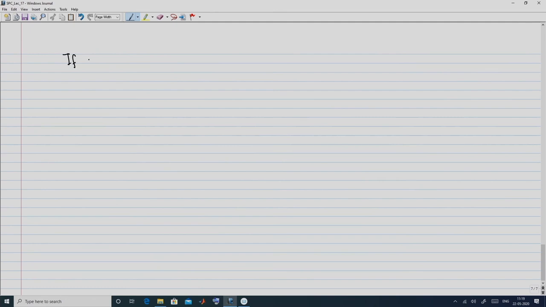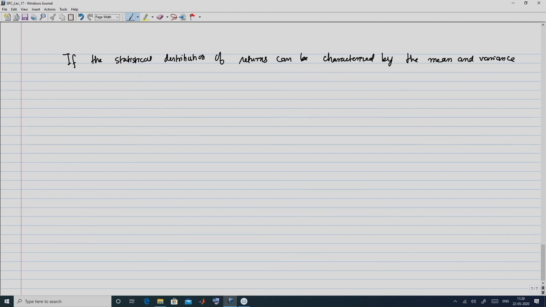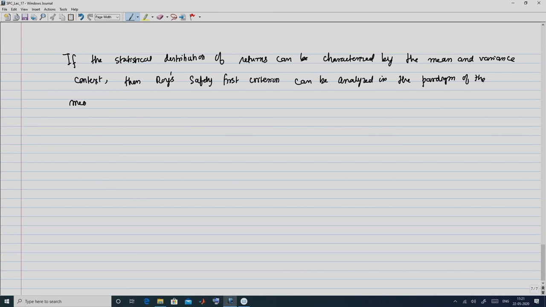So, now let us look at a specific situation, where the statistical distribution of returns can be characterized by the mean and variance. So no other moments or parameters are required. Then Roy's safety first criteria can be analyzed in the paradigm of the mean variance framework.